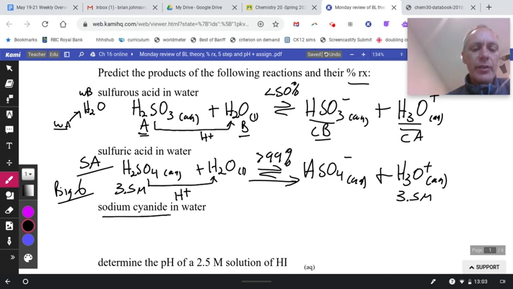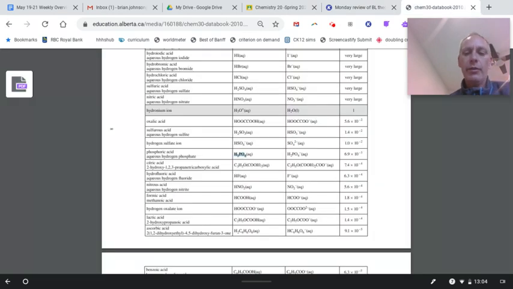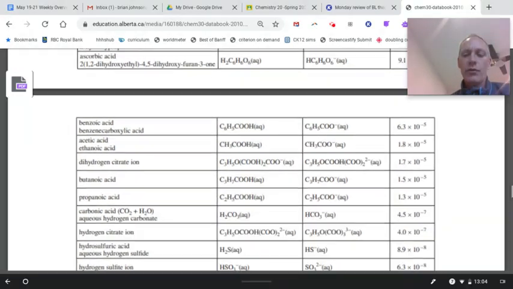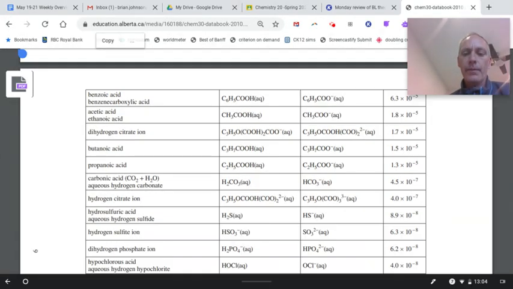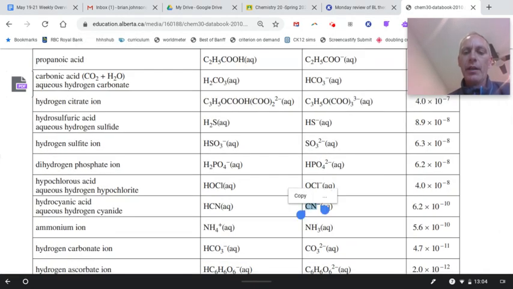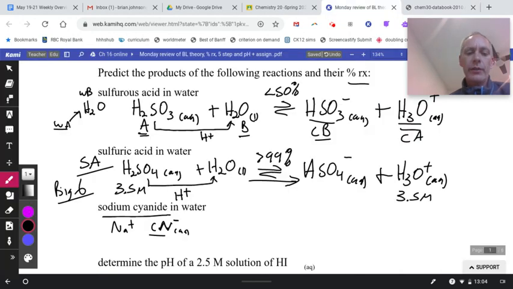Sodium cyanide. Okay, so sodium cyanide is an ionic compound, so we need to dissociate it. And once we dissociate it, hopefully you recognize that CN minus, like most anions, is a base. And if you weren't sure, you could go and look it up on your table. And you would find it. There it is, right there, in the conjugate base column. So it is a weak base.